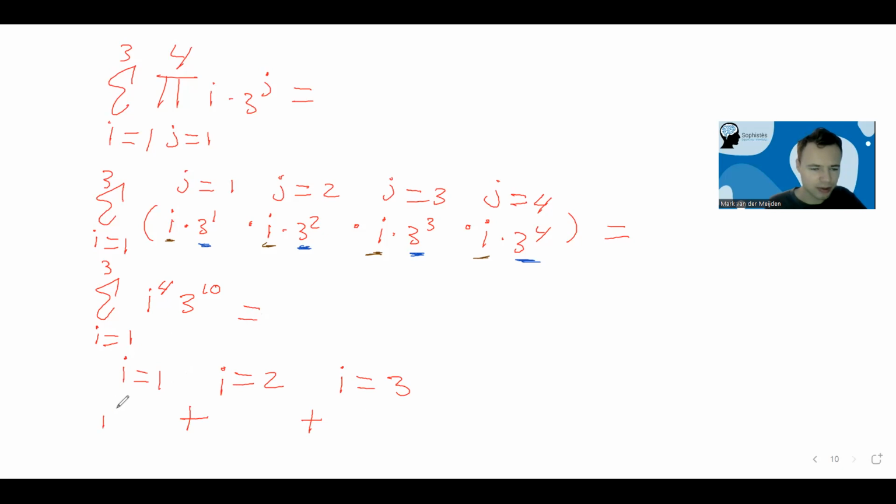And then you get 1 to the 4th times 3 to the 10th, 2 to the 4th times 3 to the 10th, and 3 to the 4th times 3 to the 10th. And what will you get out of this?